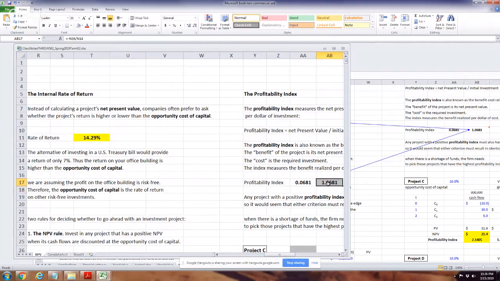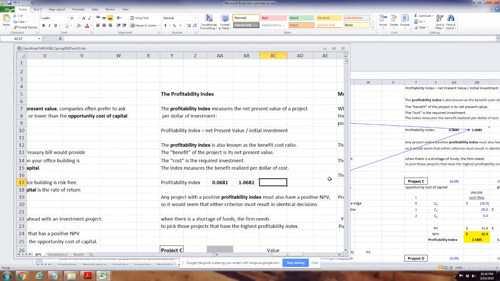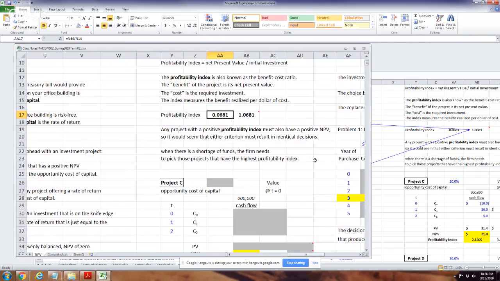And that's like 1.061. Okay, there's a profitability, again the benefit cost ratio. You're always dividing by the investment. That's the consistent thing. One of them is present value, the other one is net present value. That's the only difference with these. And again, if you have 4 or 5 projects, which one is the highest?